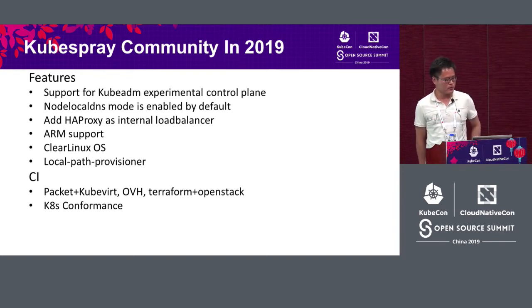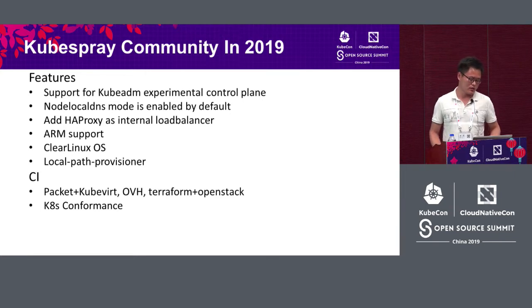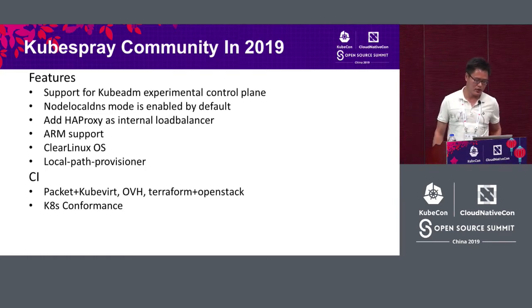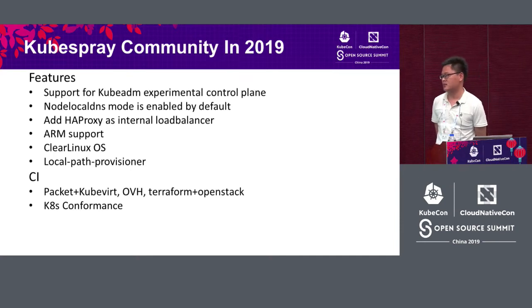It's a new project. It is the DNS local cache. It is more about the function of service discovery, and also we have the HA proxy load balancer, and also we support ARM now, and we have Clear Linux OS support, and also we support the local path provisioner.